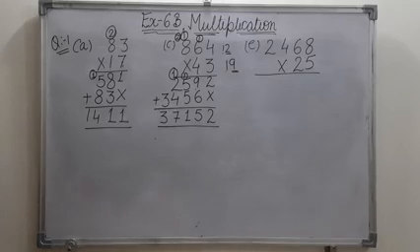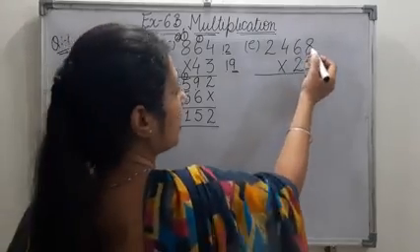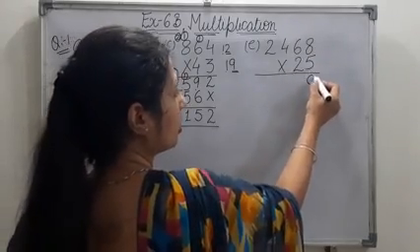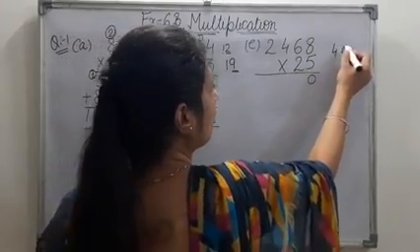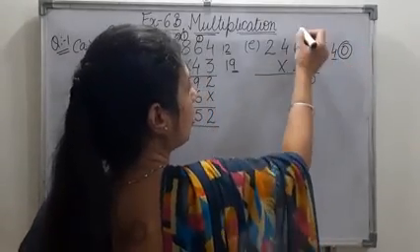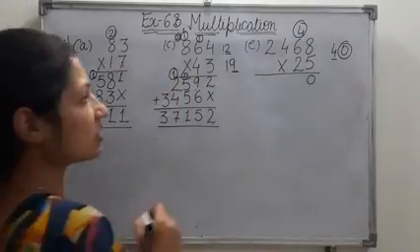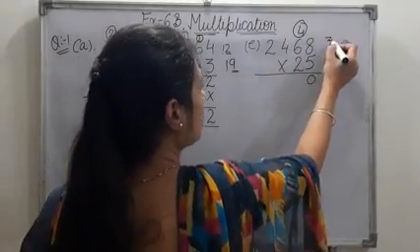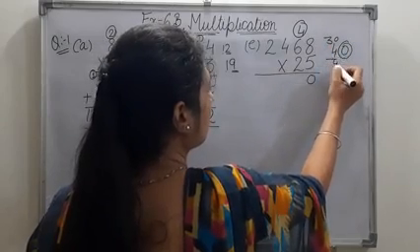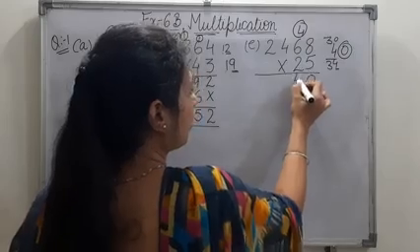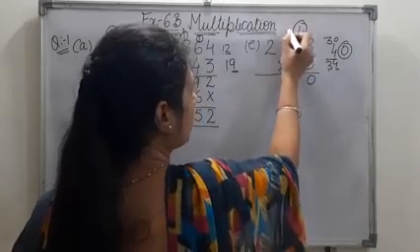Okay, let's do E part. In E part also we will multiply 5 by 8. 5 8s are 40. So we will write this 0 here and this 4 is carried over here. 5 6s are 30. 30 plus 4 is 34. So we will write this 4 here and this 3 is carried over here.